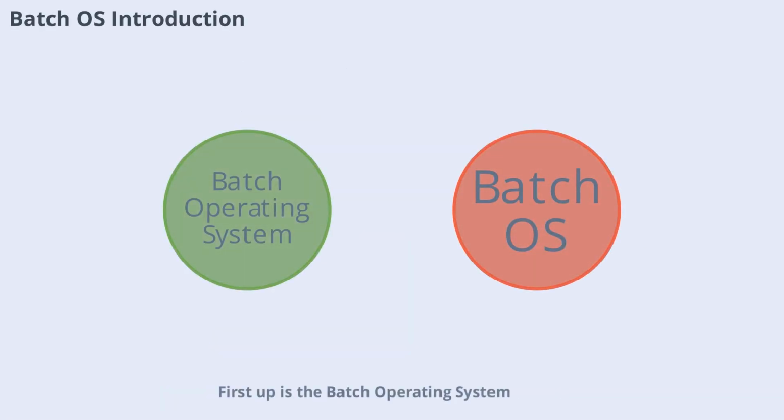First up is the batch operating system. This type of OS was common in the early days of computing. In a batch operating system, similar tasks are grouped together into batches. These batches are then processed automatically, one after another, without any need for user interaction. This made it possible to handle large amounts of data efficiently, especially in business and scientific applications.